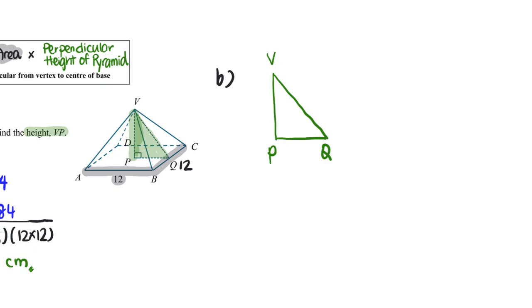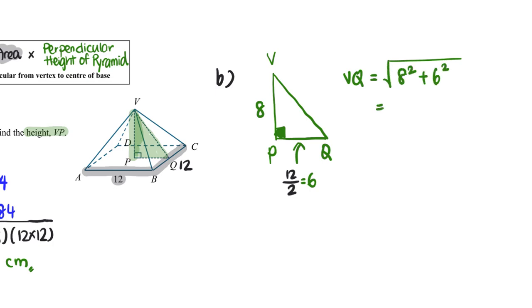Okay, so I already got 8 cm from part A. What do you think PQ is? Yes, 12 divided by 2. This will be equal to 6 because it is at the middle. And from here, since this is a right angle triangle, I'm going to apply my Pythagoras theorem. So VQ will be equal to the square root of 8 square plus 6 square. And this will give me a value of 10. So now I know this is 10.